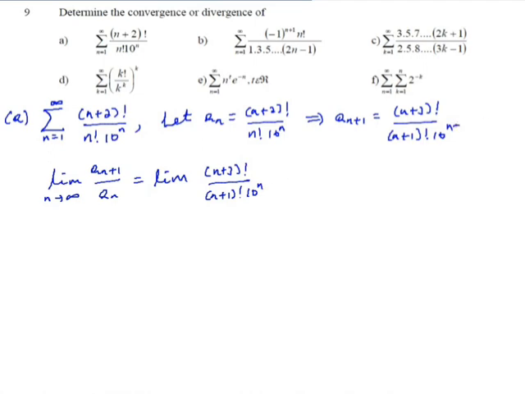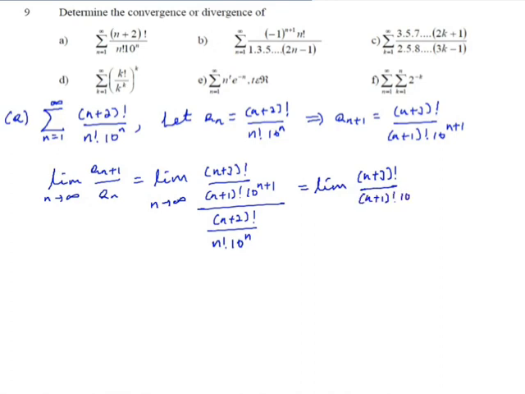Here there is plus 1. Okay, so this over n plus 2 factorial by n factorial times 10 to the power of n as n approaches infinity. So when we rewrite this, the limit of n plus 3 factorial over n plus 1 factorial times 10 to the power of n plus 1 times n factorial times 10 to the power of n over n plus 2 factorial.